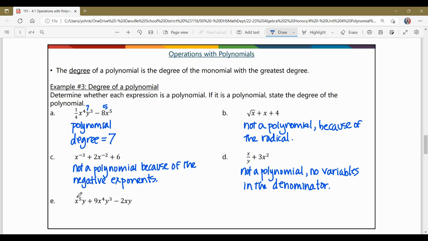Letter E, x to the 5th y plus 9x to the 4th y cubed plus or minus 2xy. This is a polynomial. So to find the degree of the polynomial, we find the degree of each monomial and find the greatest. So x to the 5th y has a degree of 6, 5 plus 1. And the middle term has a degree of 7, 4 plus 3 is 7. And the third term has a degree of 2 because 1 plus 1 is 2. Highest is 7, so that is the degree of the polynomial.